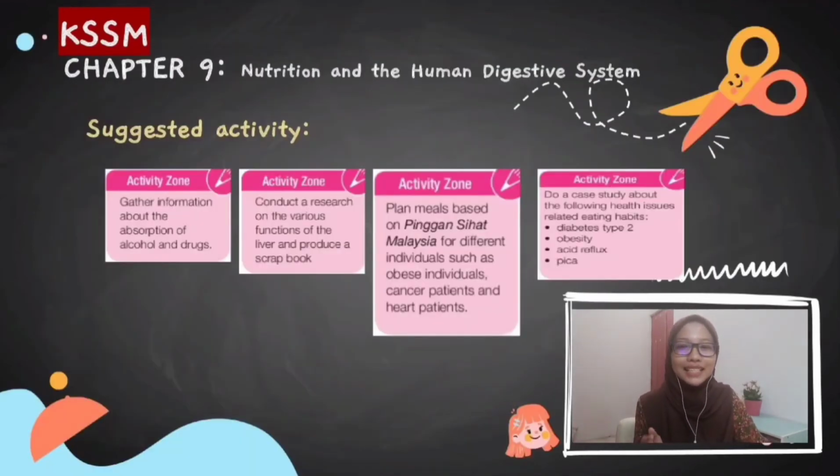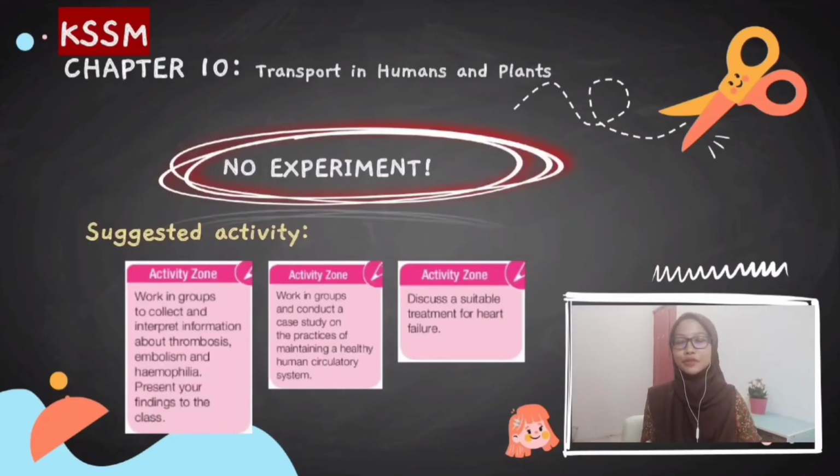Chapter 9 KSSM also suggests students do some extra activities to have a deeper understanding of this topic. In my point of view, most of the activities suggested, as you can see in the slide, need the students to obtain information from external resources, which is a very good step to help the students gain interest in this topic. Now, let us move on to Chapter 10 KSSM, which is Transport in Human and Animal.